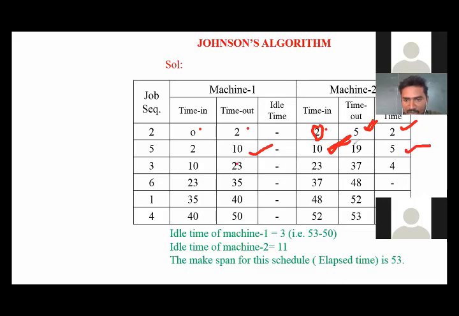Same with 23 and 19, compare them. Which is the maximum? 23 is the maximum. The same we wrote here, and we take the difference between 23 and 19. So 4 is the idle time. Next, 35 and 37: which one is the maximum? 37 is the maximum. If the difference is not positive, there is no idle time, so we simply take 0. Here also 40 and 48: which one is the maximum? 48 is the maximum, there is no idle time. Here 50 and 52: 52 is the maximum, there is no idle time.